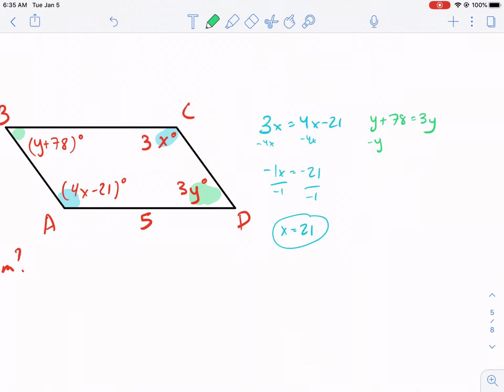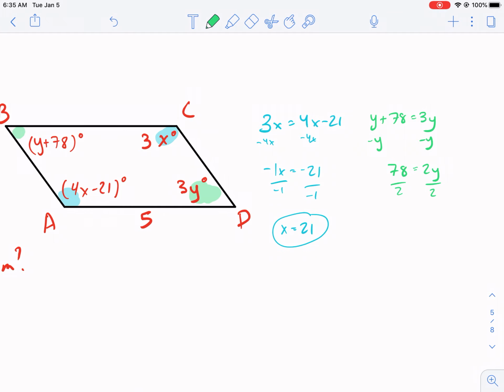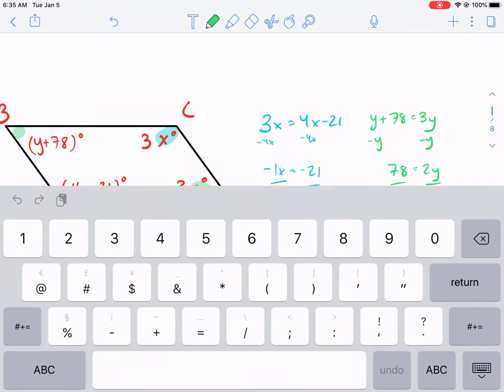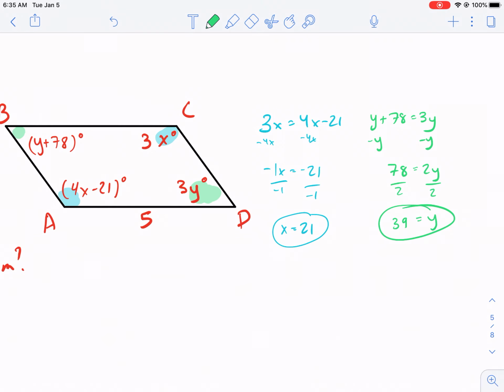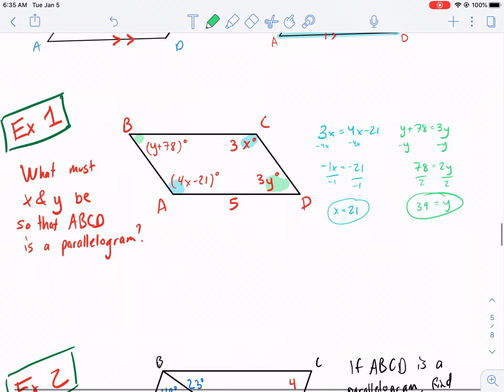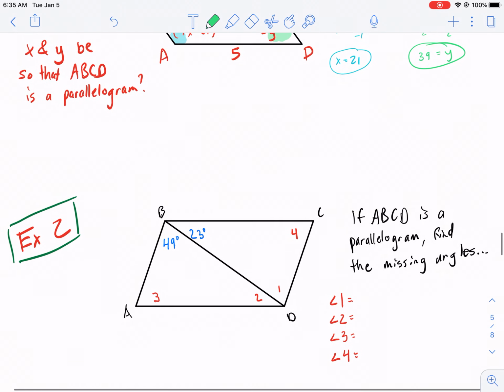Here in the y equation, we're going to subtract y from both sides, combine the y's because they're on both sides. So we have 78 equals 2y, and then we're just going to divide by 2 to isolate the y, and we get 39 equals y. I'm pretty sure it's 39. Yes, it is. Not sure why the keyboard popped up. We have our value for y, we have our value for x, and we are good to go.